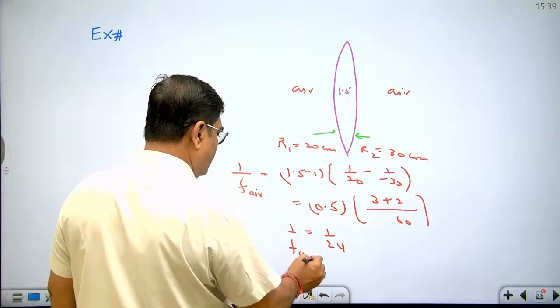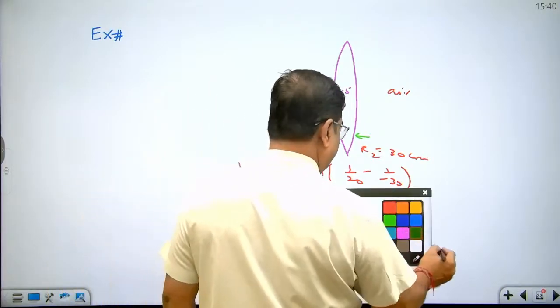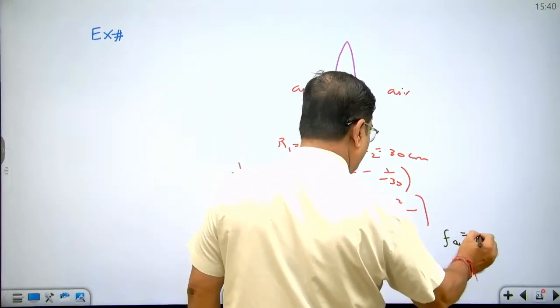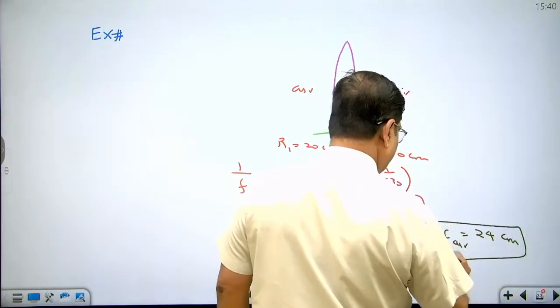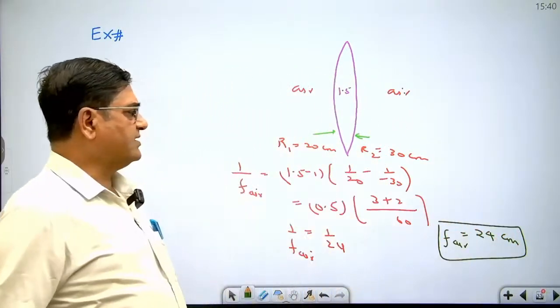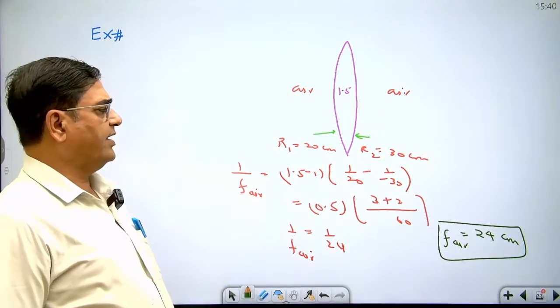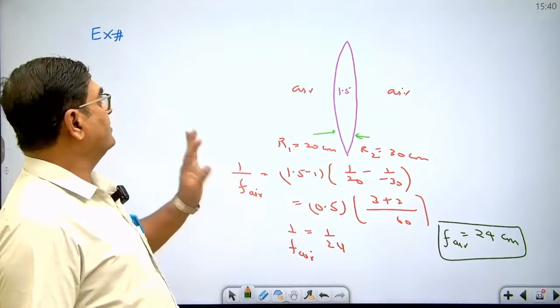So dear student, the focal length in this case of the lens is 24 centimeter. If you are interested in looking at the power, then this will be 100 upon 24 diopter, okay. This is the first case.